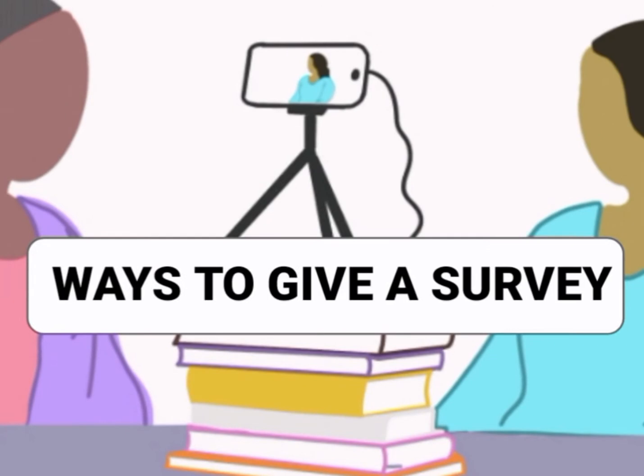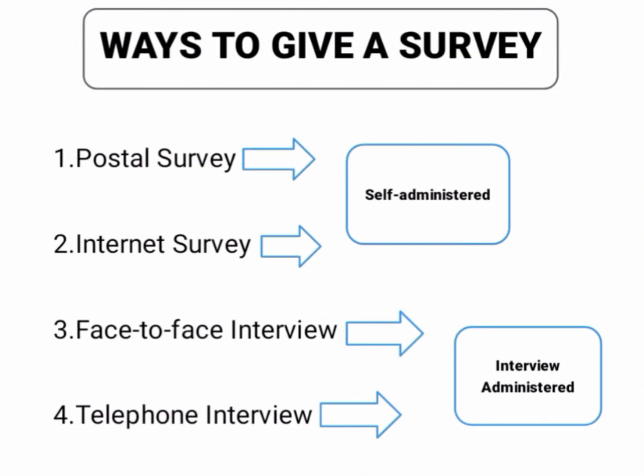Next is the different ways that a survey can be given. Number 1 is the postal, the internet survey, face-to-face interview, and the telephone interview. So, these four are divided into 2, which is the self-administered and interview-administered.